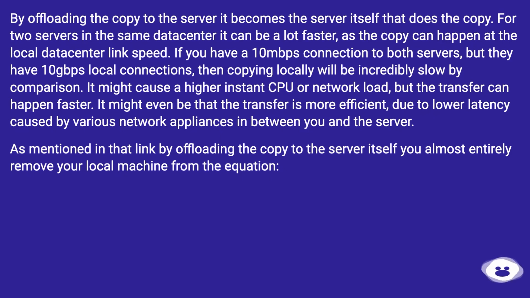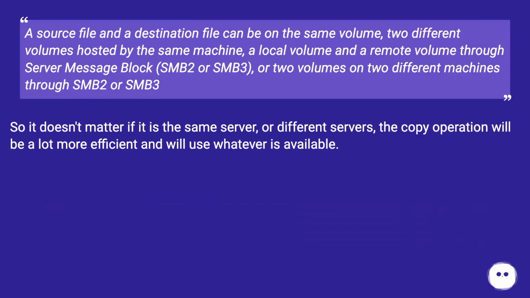As mentioned in that link, by offloading the copy to the server itself, you almost entirely remove your local machine from the equation. A source file and a destination file can be on the same volume, two different volumes hosted by the same machine, a local volume and a remote volume through server message block, SMB2 or SMB3, or two volumes on two different machines through SMB2 or SMB3. So it doesn't matter if it is the same server or different servers, the copy operation will be a lot more efficient and will use whatever is available.